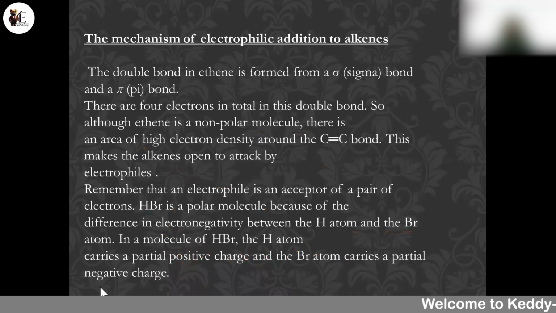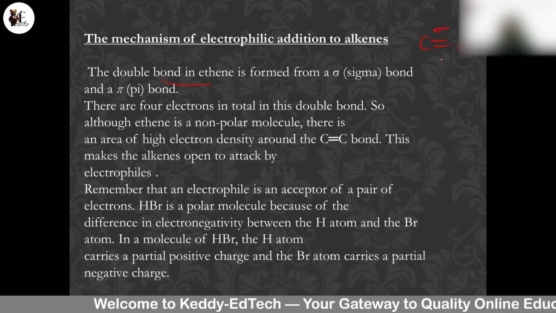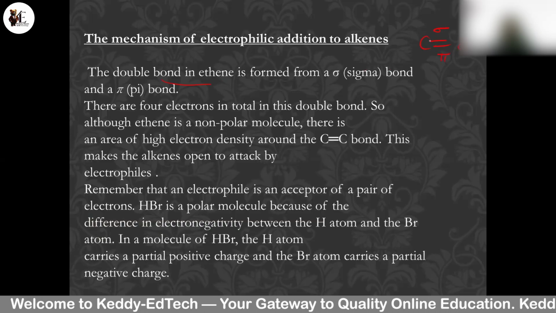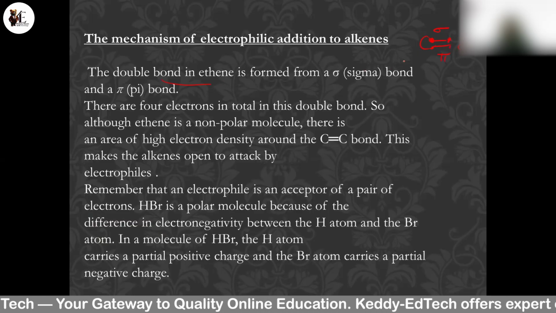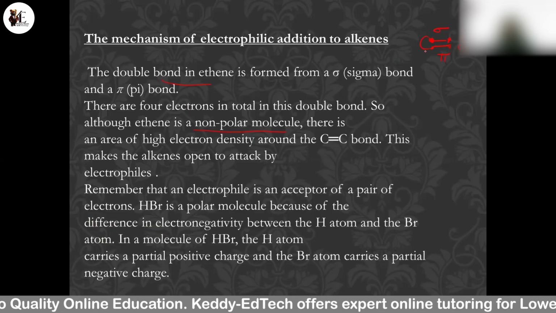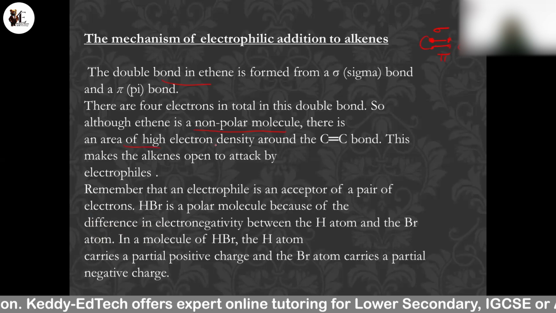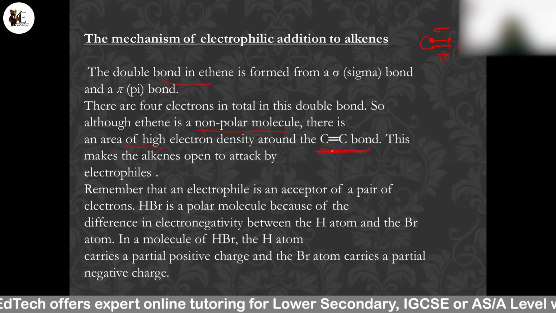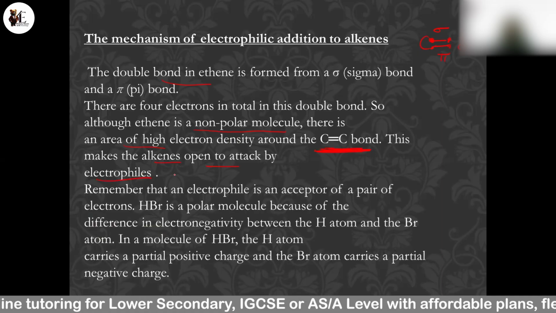Next is the mechanism of electrophilic addition to alkenes. The double bond in ethene is formed from 1 sigma bond and 1 pi bond. How many electrons are there in this double bond? 4. 1, 2, 3, 4. And it is a non-polar molecule because the same electronegative atoms are attached to it. There is an area of high electron density around the C double bond C. So this makes alkenes open to attack by electrophiles.